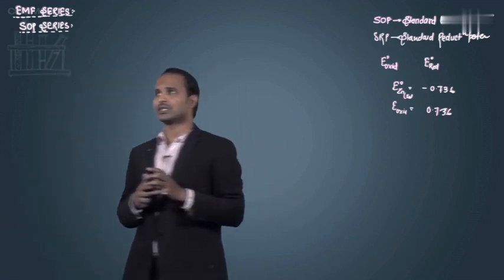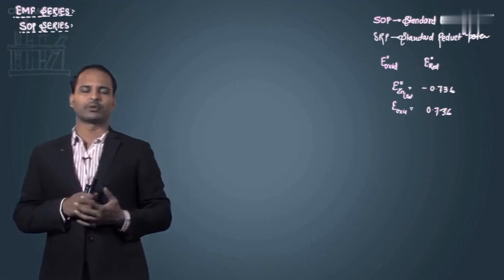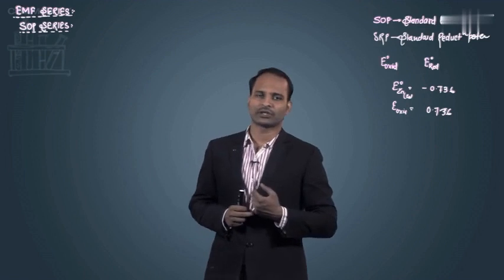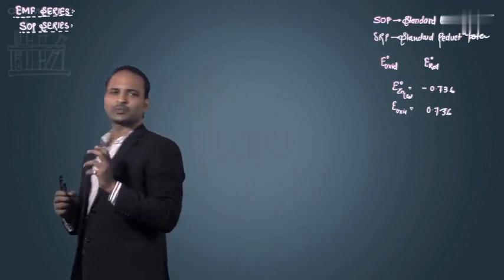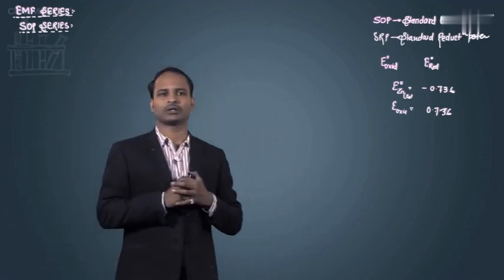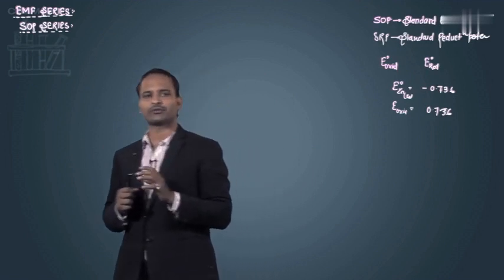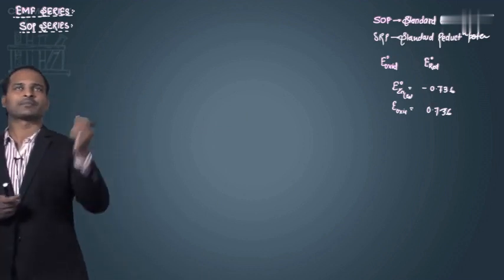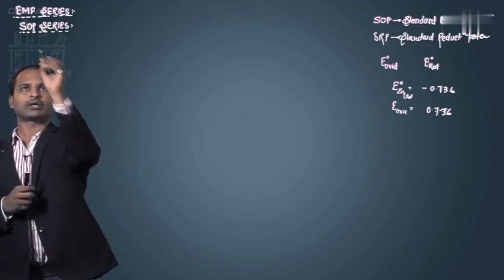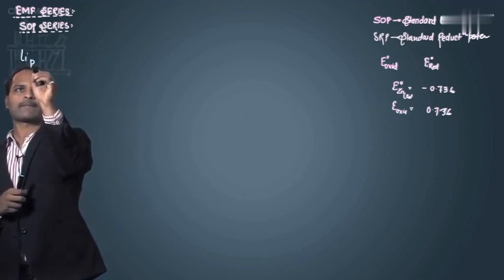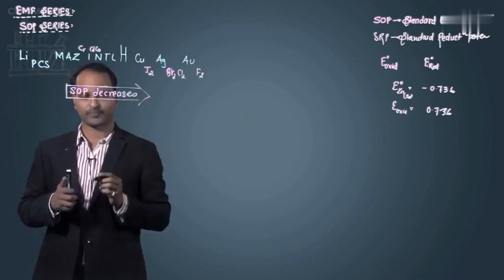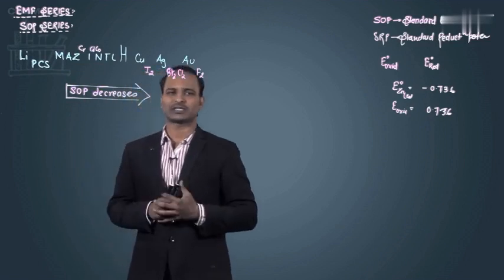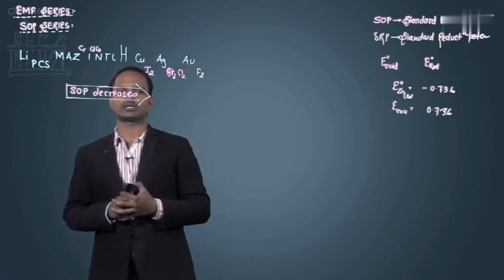Now let's see what the series is. The series is given in your book, where all the elements are arranged in increasing or decreasing order. Now I'm telling you the shortcut, a simple way of remembering this electrochemical series. The complete series is given in notes. So how to remember it? We have this SOP series, and I have given a mnemonic form for this.